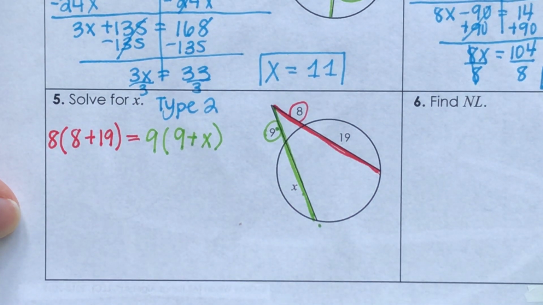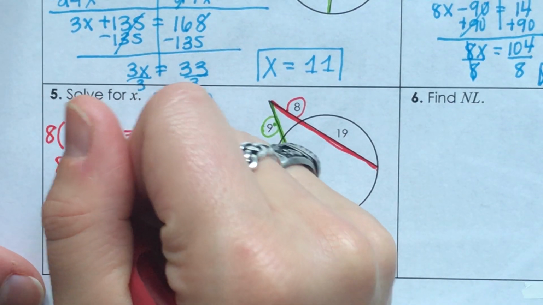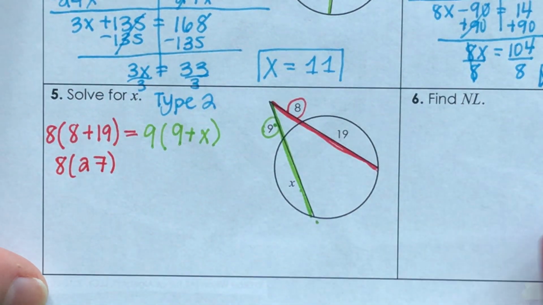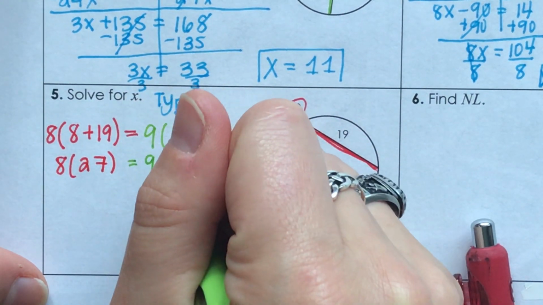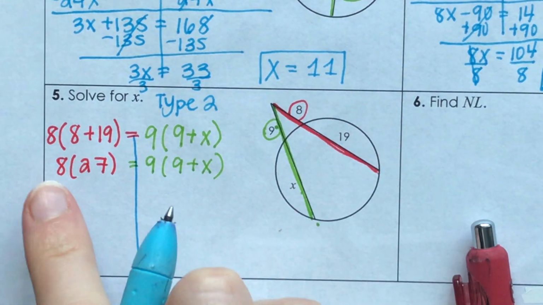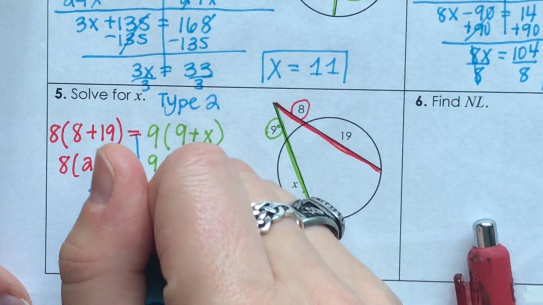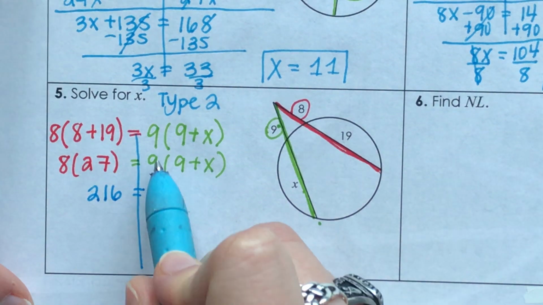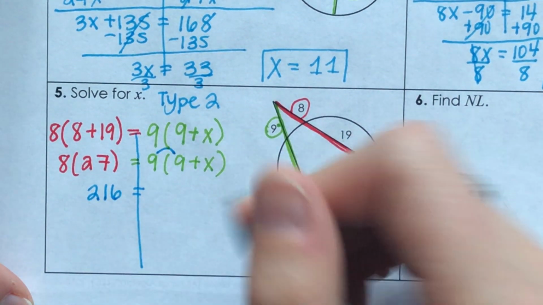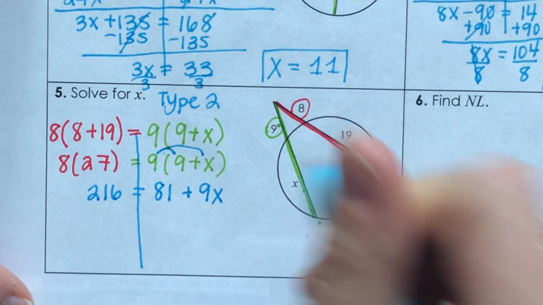Okay, now I've got just an algebra problem for myself. I can do the parentheses first over here. 8 plus 19 gives me 27. Okay, so this is the same thing. I haven't done anything else yet. And now I'm just going to solve this like an algebra problem. So 8 times 27 is 216. And over on the right side, it looks like I've got some distribution. So 9 times 9 is 81. And 9 times positive x is 9x.